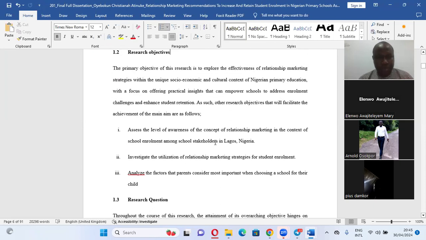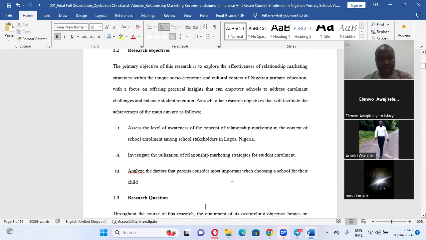Now, look at this. Look at the objective. Assess the level of awareness of concept of relationship marketing. This is automatic quantitative. When you are dealing with assess, analyze, find relationship, identify, all those terminologies, we are dealing with what? Quantitative. Investigate the utilization, that's quantitative. Analyze the factors, that's quantitative.